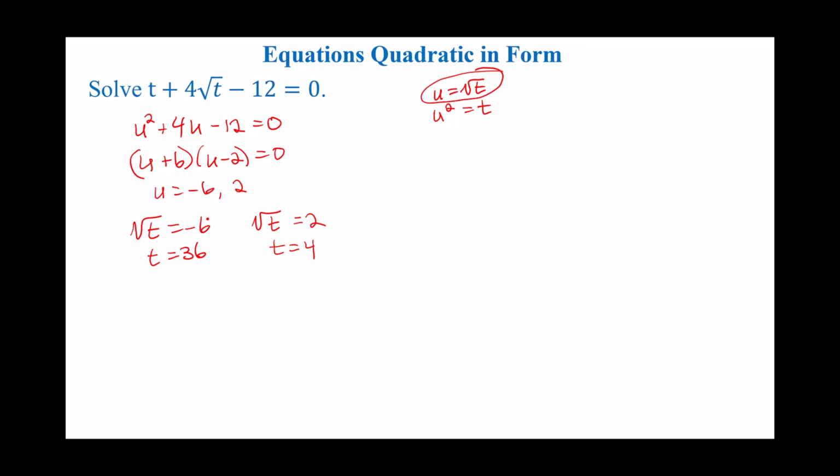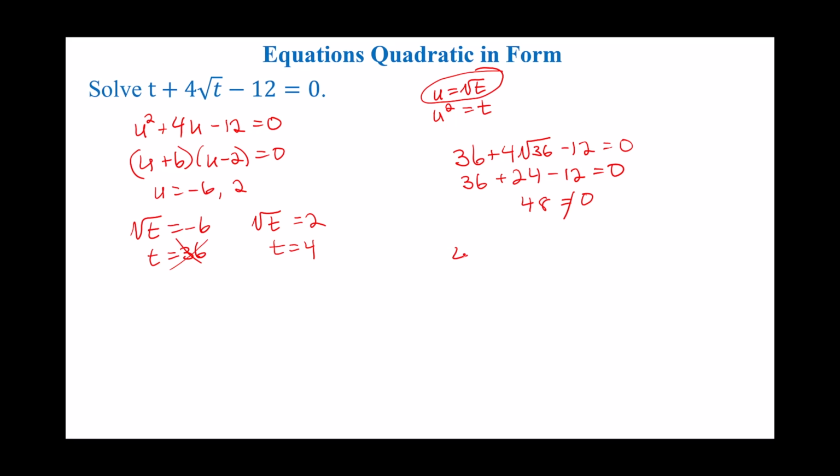The 36 isn't going to work for the same reason as before. The square root of a number is not going to be negative 6. But let's plug in 36 anyway, just to double check. If I plug 36 into my equation, I have 36 plus 4 times the square root of 36 minus 12 equals 0. Simplifying that, I have 36 plus 4 times 6 is 24, minus 12 equals 0. 24 minus 12 is 12, and 36 plus 12 is 48. So I have 48 equals 0, which is not true. So 36 is not a solution.